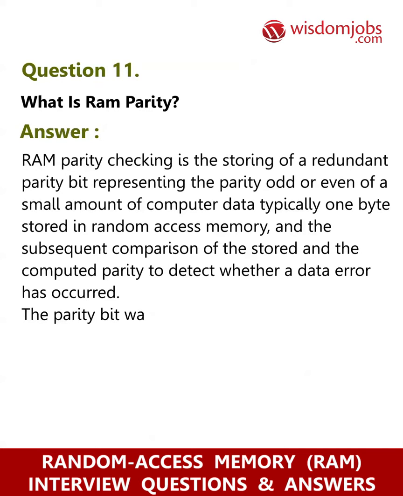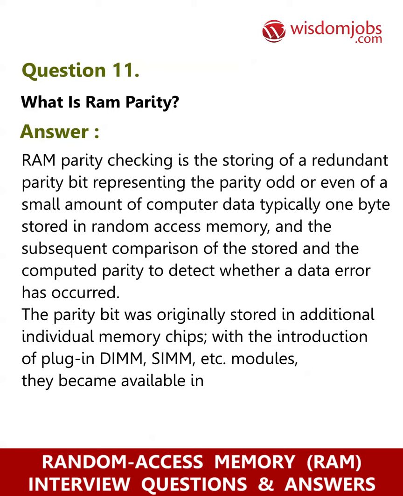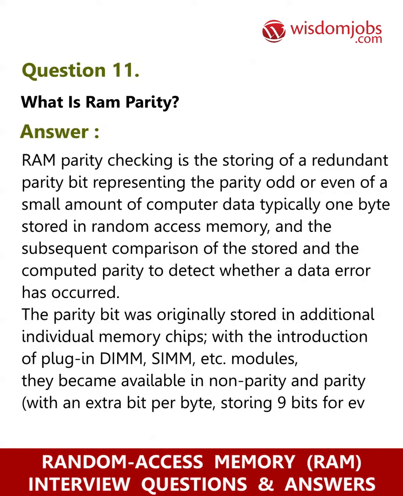The parity bit was originally stored in additional individual memory chips. With the introduction of plug-in DIMM, SIMM, etc. modules, they became available in non-parity and parity versions, with an extra bit per byte, storing 9 bits for every 8 bits of actual data.